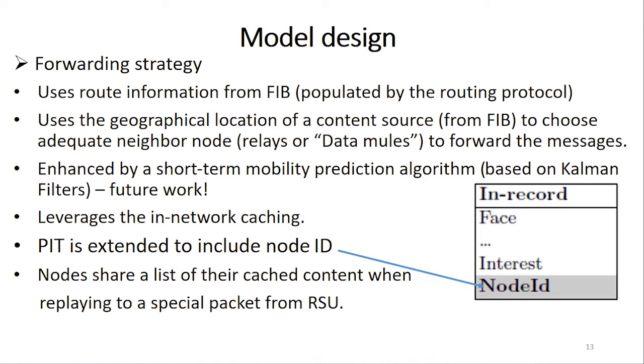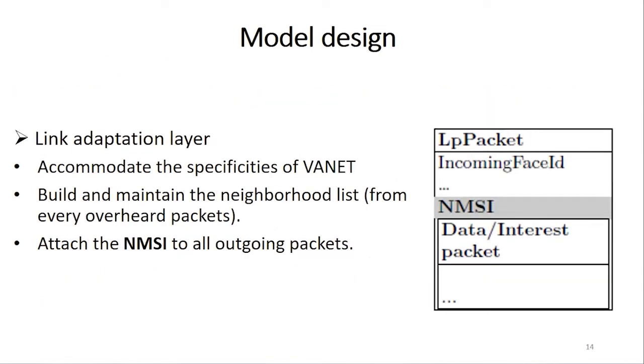Periodically, the RSU broadcasts a special packet to query new content sources. In response to this special packet, the content source sends a data packet announcing their content and includes in this packet a list of their cached content. And every intermediate node forwarding this packet toward the RSU includes its own list of cached content. To accommodate the included modifications in NDN and adapt the model for ad hoc networks, a link adaptation layer is developed, and its main role is to build and track neighborhood and attach the node mobility stats information to all outgoing packets.